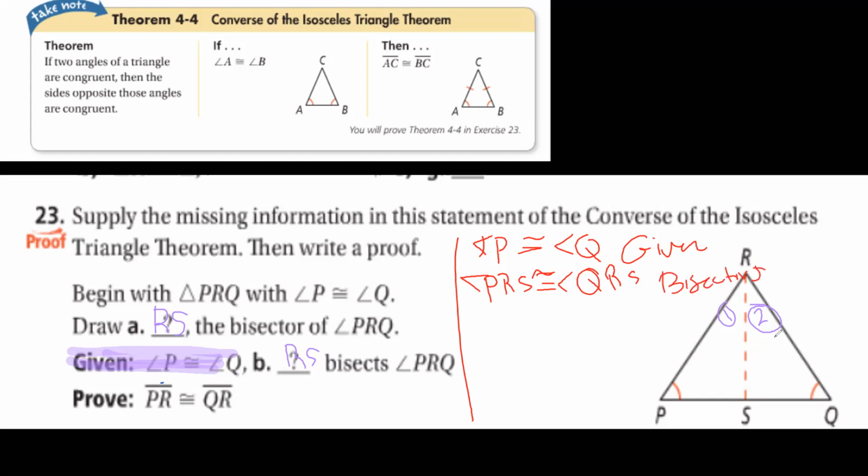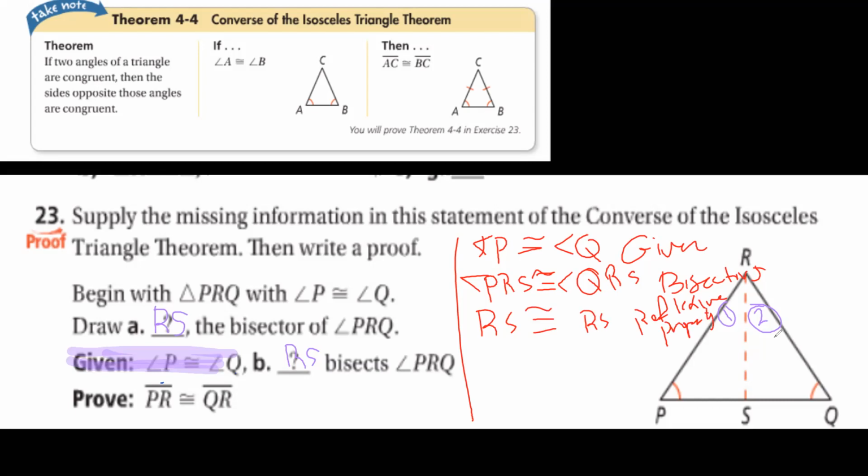Then who can give me another side or angle that is congruent between these two triangles? RS. RS, thank you. RS is congruent with RS because of the reflexive property.